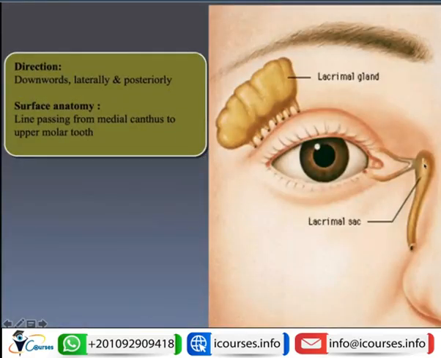The direction of the nasolacrimal canal is downward, lateral, and posterior. If we draw a line joining the medial canthus to the upper first molar tooth, this line will coincide with the nasolacrimal duct.